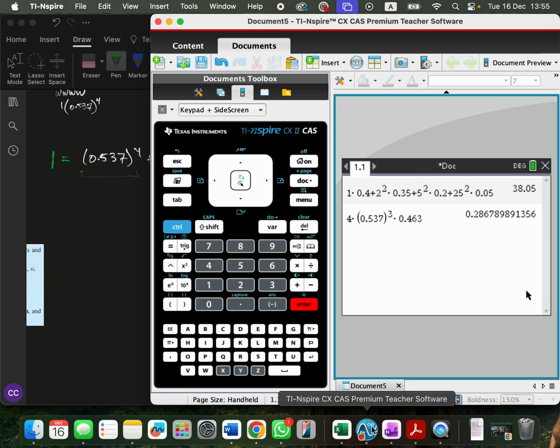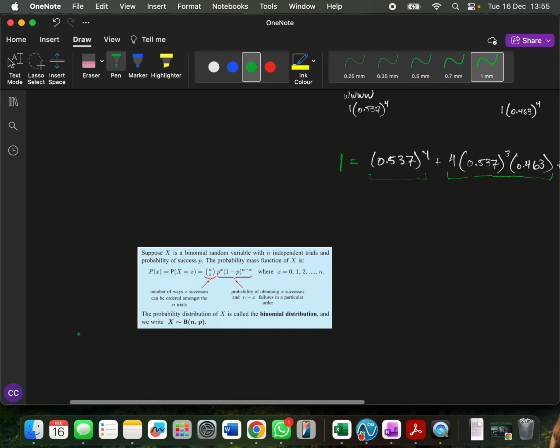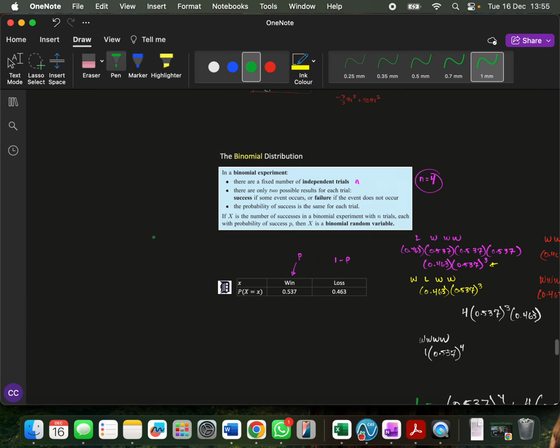So my team had a 28.7% chance of winning 3 of its last 4. I guess that makes a little bit of sense, because if you think I'm winning 53% of the time as I play, it would make sense that my team could have done that.